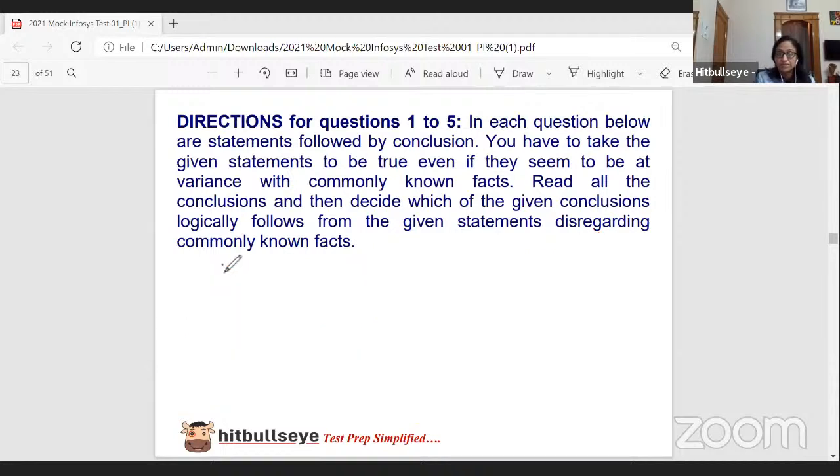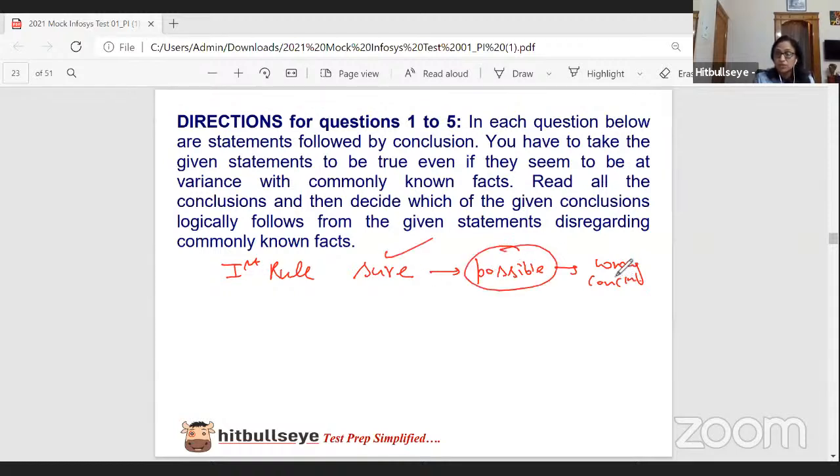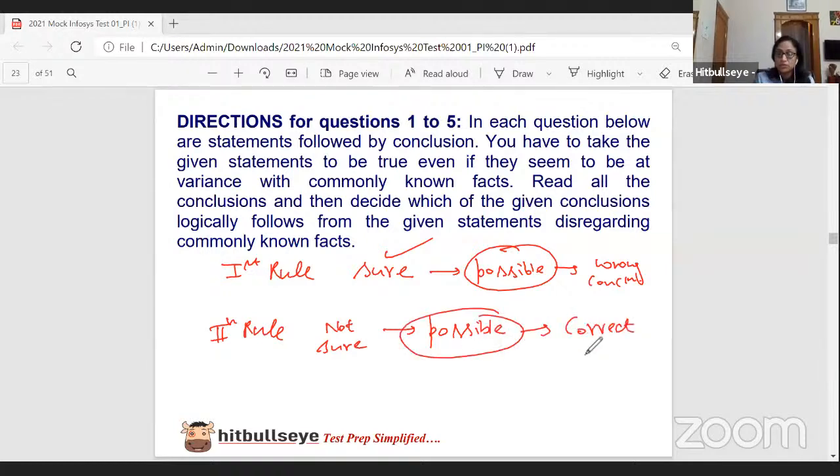I'll just write them neatly. The first rule says that something that you are already sure about, and you are using the word possible for it, then it is a wrong conclusion. You are already sure about it and you are stating it with the word possible, so it will be a rejected conclusion. Second rule, you are not sure about something and you have used the word possible with it in the conclusion, then it becomes a correct conclusion or accepted conclusion.